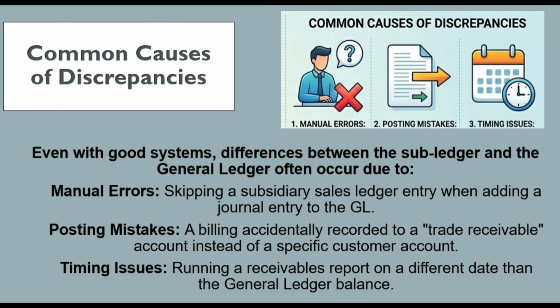3. Timing issues. The calendar factor. This is the most common cause. It happens when you compare reports that were created at different times. Example: if you check the main record on Monday morning, but the customer list was printed on Friday afternoon, they won't match because new sales or payments likely happened over the weekend.